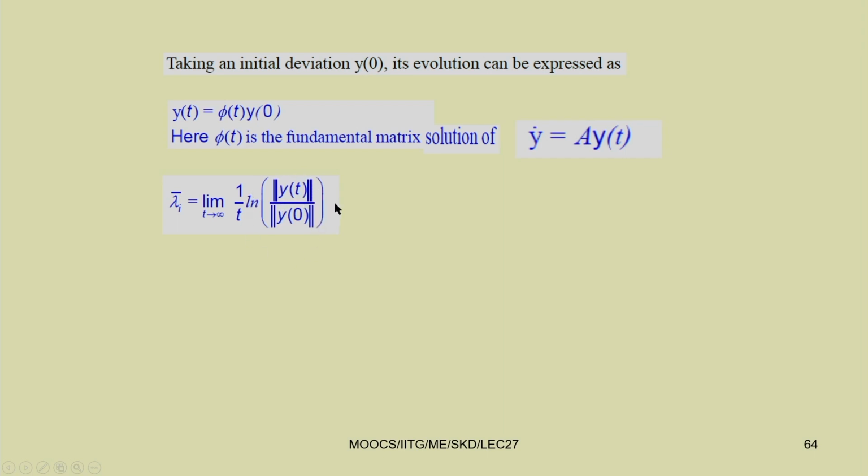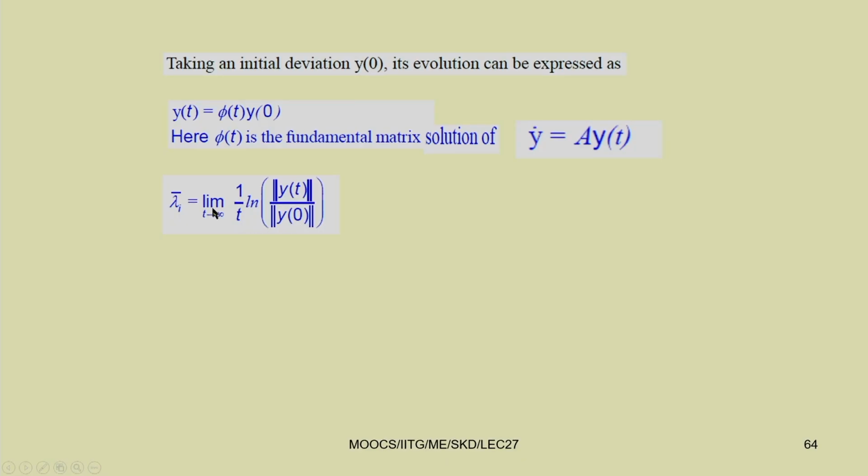As the deviation is sometimes very large, it is better to take the ln of that to get a small number, and divide by time, taking the limit t tends to infinity. That gives the Lyapunov exponent of the system. For a multidimensional system, if the state space is m dimensional, we can write this for i equal to 1, 2, and so on, as y i(t) by y i(0).